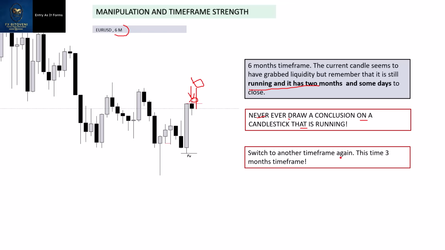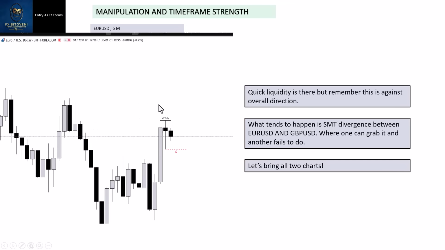So switch to another time frame, this time the 3-month time frame, at least to see what is likely to happen. Remember, if you look for a sell opportunity here, you are going against the trend, because the higher time frame year candle is bullish. Now a perfect FU was formed here. As you can see, quick liquidity is here, but remember this is against the overall direction. The year candle is still pushing higher. However, this FU we can judge as short-term liquidity.